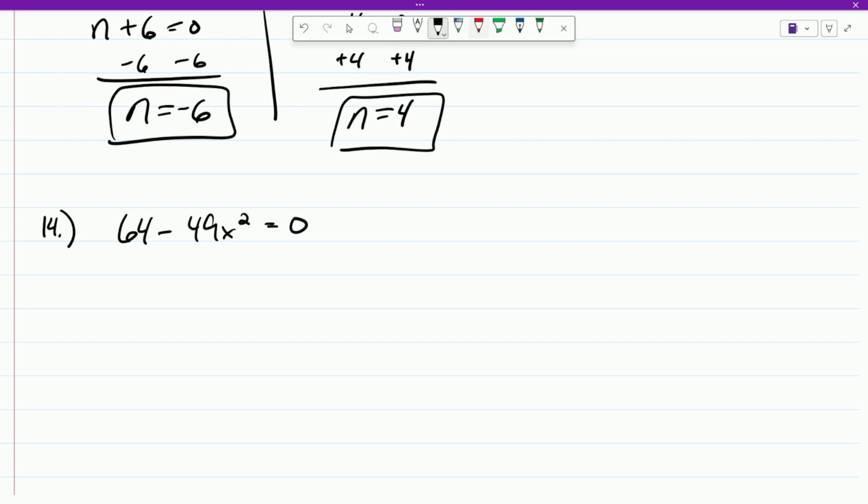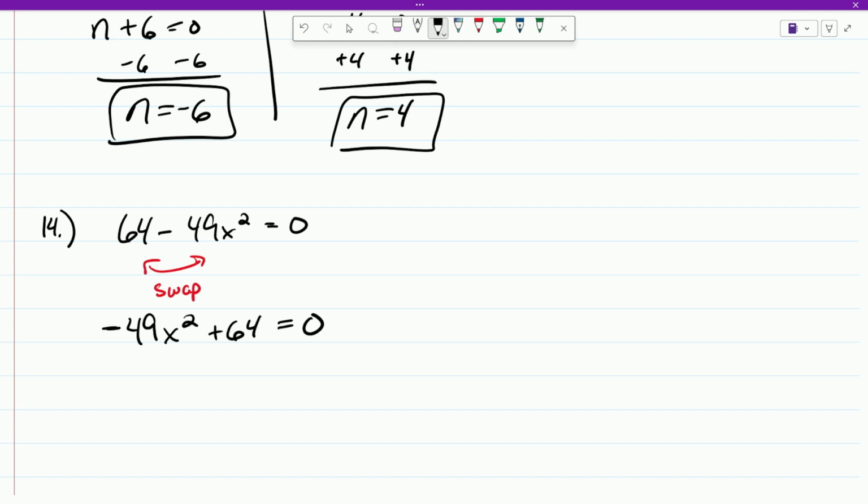And right now, I know this term right here is my degree. That's the leading term. So I have 2 options. The first option, I can leave it as it is. Or I can rewrite this. So I'm going to rewrite this. I'm going to swap these 2 positions. And by doing so, watch what happens. I get negative 49x to the second plus 64 equals 0.